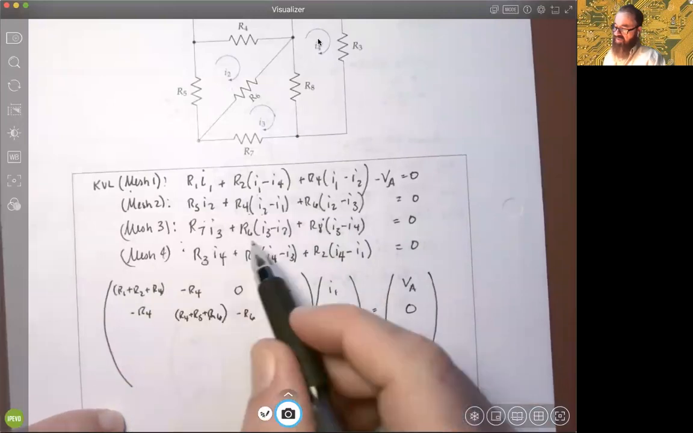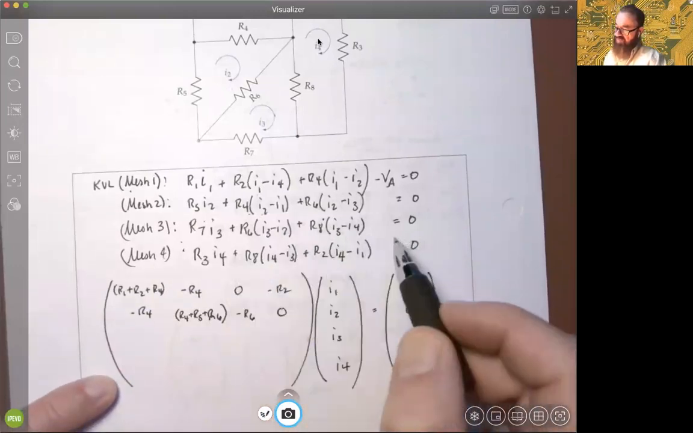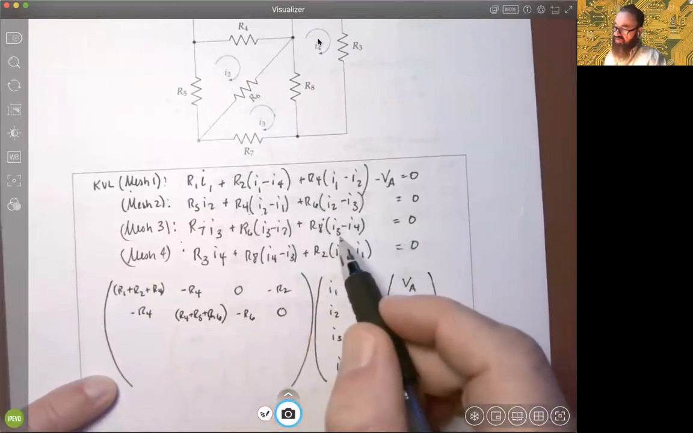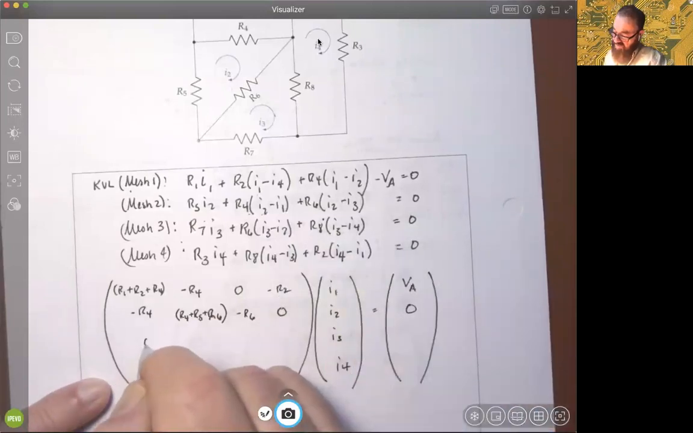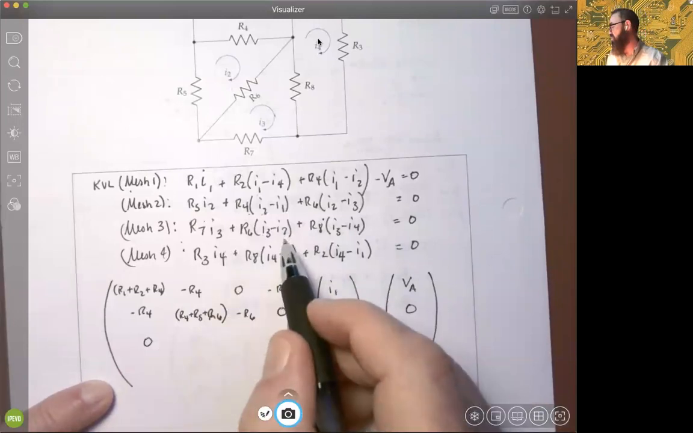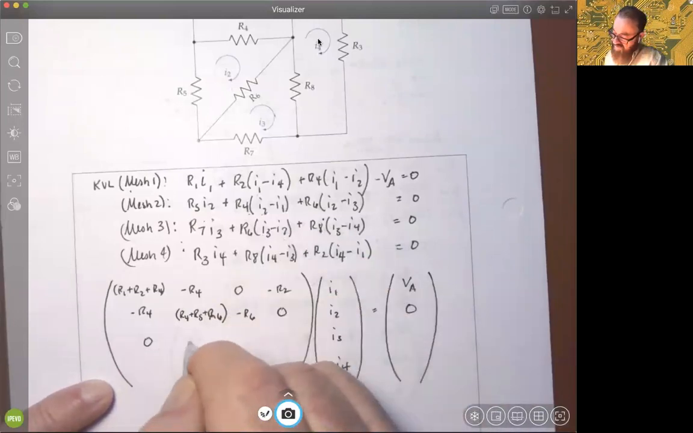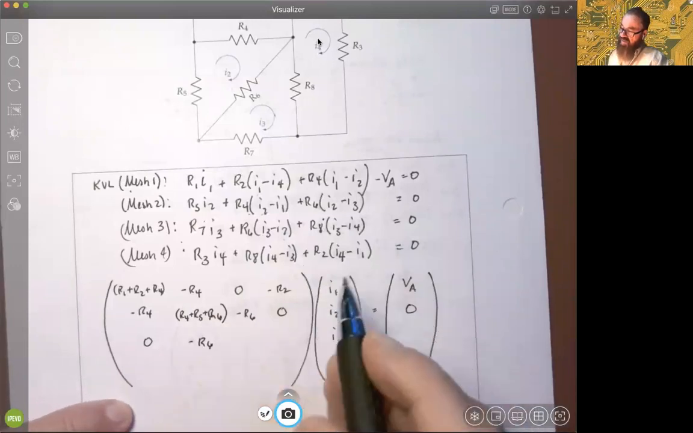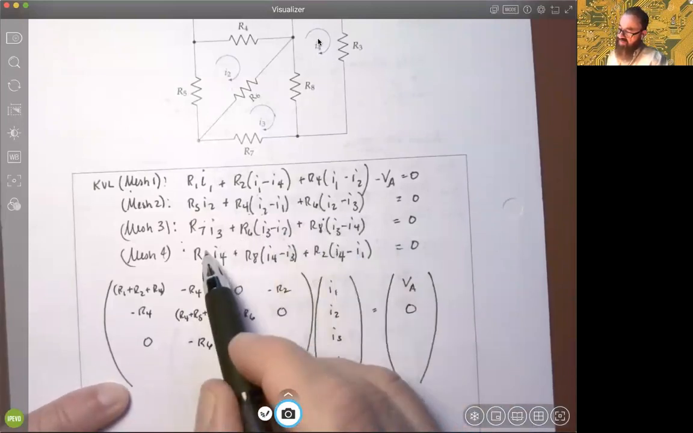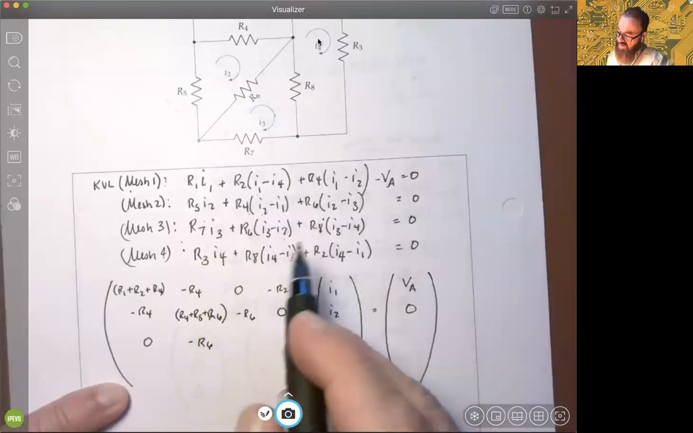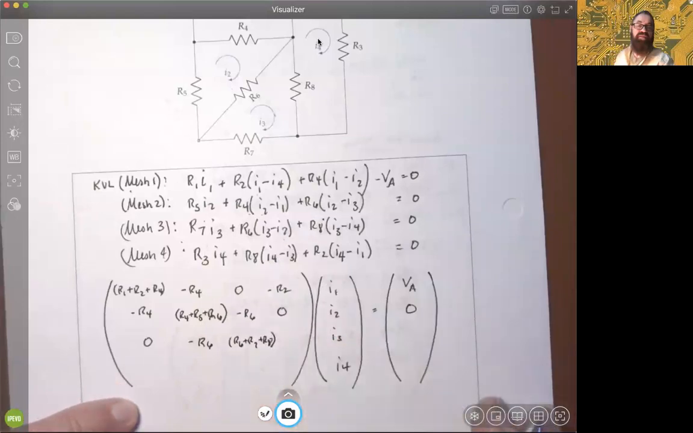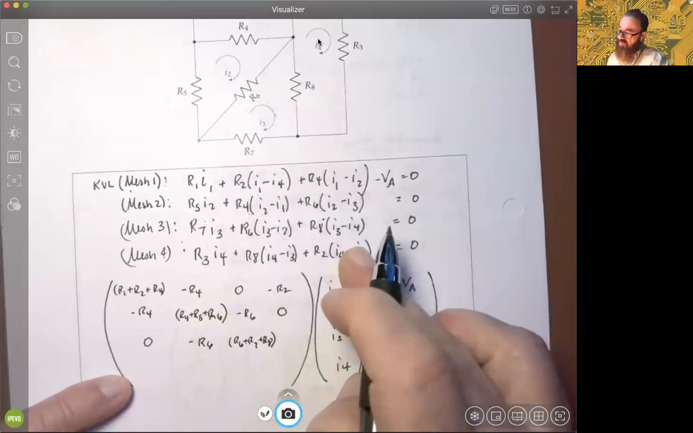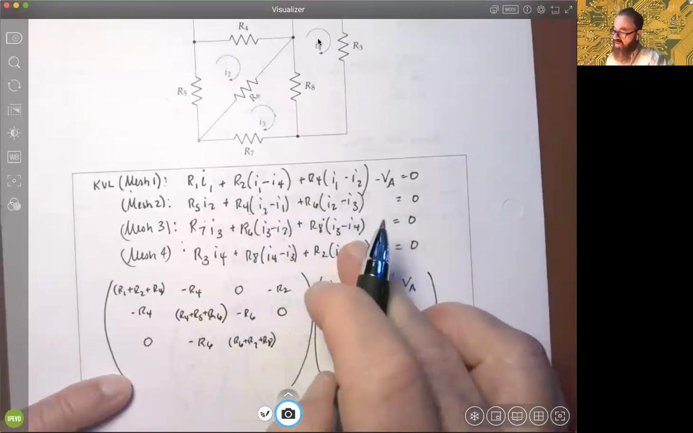Coming down, mesh 3, third row. Any coefficients for I1? No. So this will be a 0 term there. What about I2? Oh, there's 1. It's minus R6. And what about I3? 3 of them: R6, R7, and R8. So you have R6 plus R7 plus R8 in that position. And then what about I4? You have only 1, negative R8.